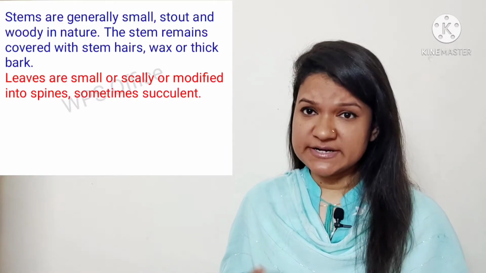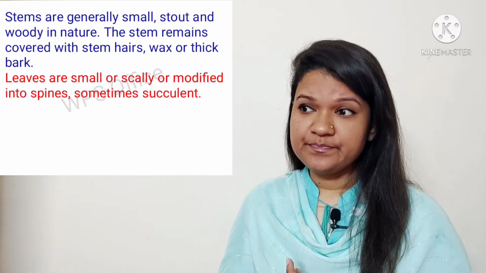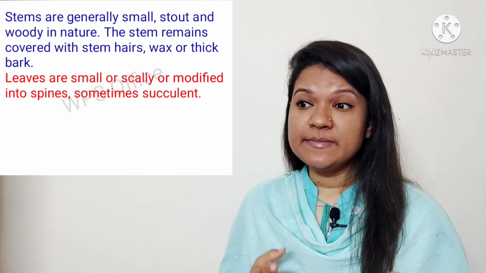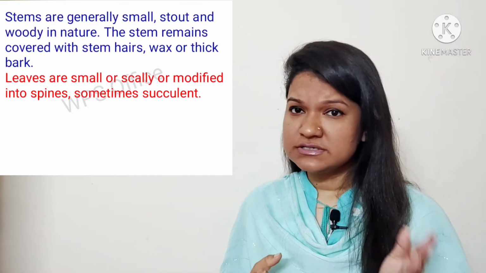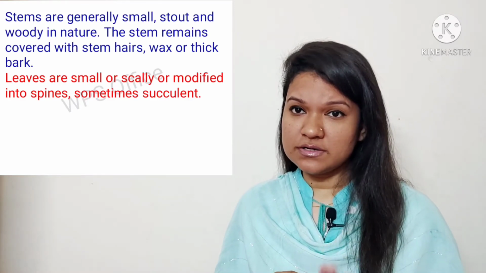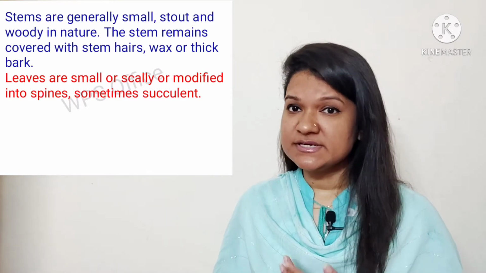Stems are generally small, stout and woody in nature. The stem remains covered with stem hairs, wax or thick bark. Leaves are small or scaly or modified into spines, sometimes succulent.